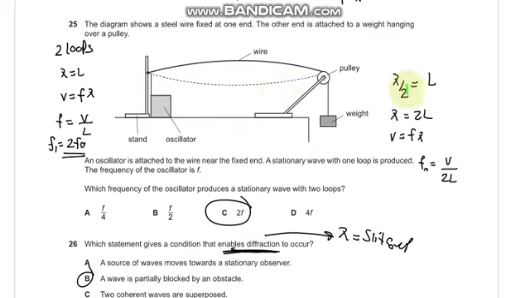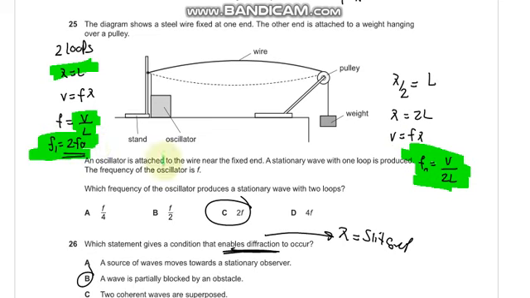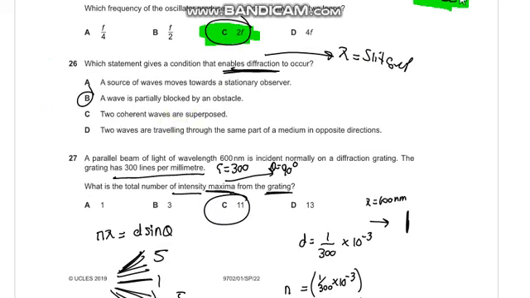For a single loop, lambda by 2 is equal to L, and the frequency is V over 2L. When there are two loops, lambda by 2 plus lambda by 2, so that would be lambda is equal to L, and V is equal to f lambda, so f is equal to V over L, so that's 2 times the fundamental frequency, so that's 2f naught, or C, 2f.